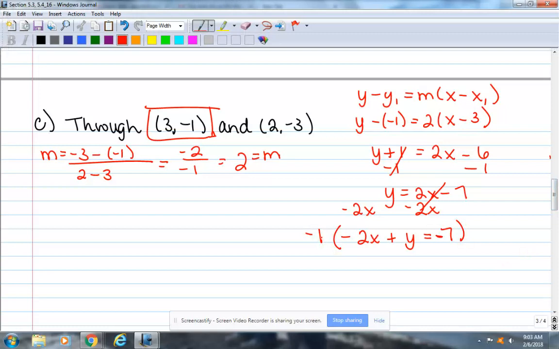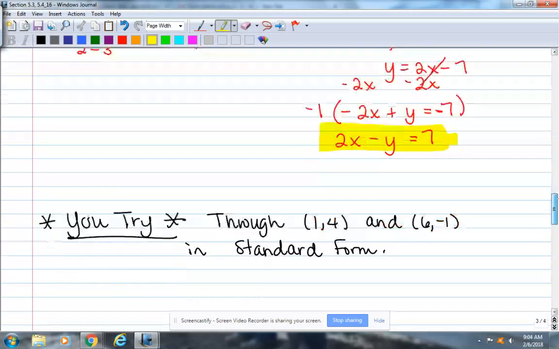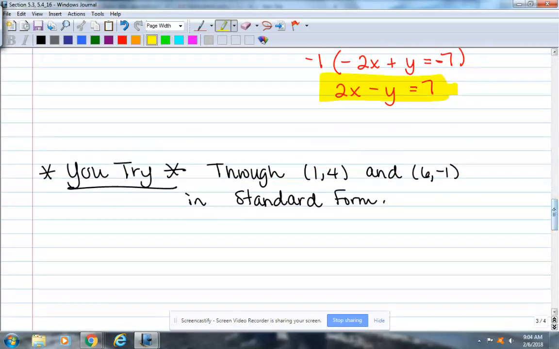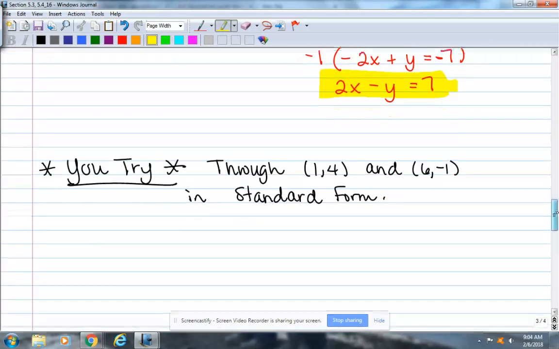So what's negative 1 times negative 2x? Positive 2x. What's negative 1 times y? Negative y. And the b can be negative. C can be negative also. And what's negative 1 times negative 7? Positive 7. A cannot be negative. B and C can be. Okay. So any questions about that? Pretty simple? Yeah. We're just going from one form to the next. I want you guys to do this one on your own, and then we'll check it.